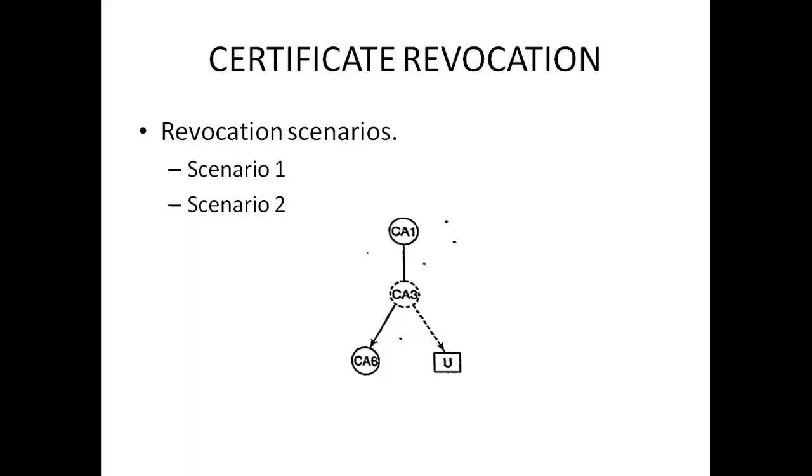In scenario 2, consider a chain where the certification authority CA1 issues a certificate to CA3, and CA3 in turn issues certificates to CA6 and U. Suppose that the private key of CA3 were compromised. An attacker with access to the compromised private key could then do the following. He can generate a public key and private key pair, where the public key is X and the private key is Y. Then he creates a certificate containing public key X with subject name U, signing the certificate using the compromised private key of CA3.